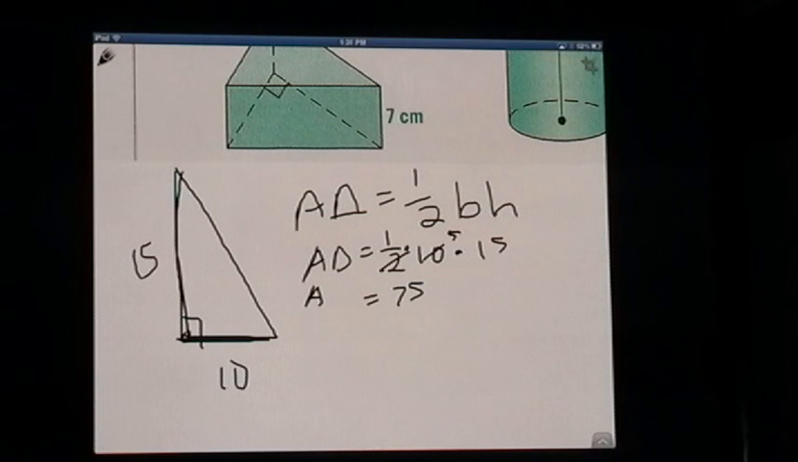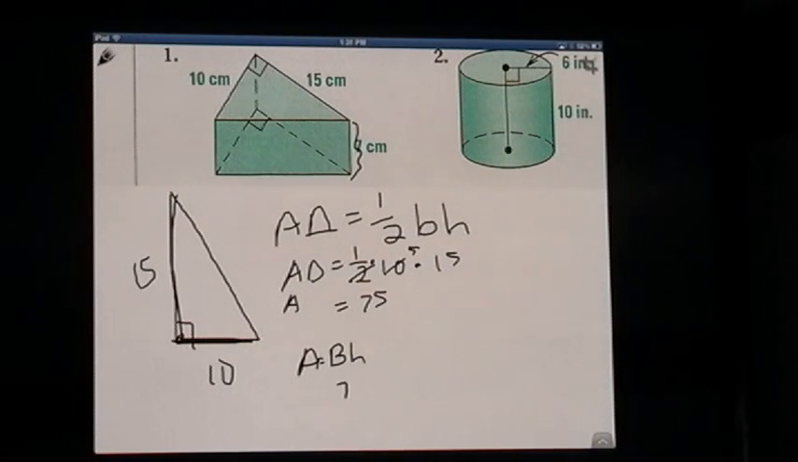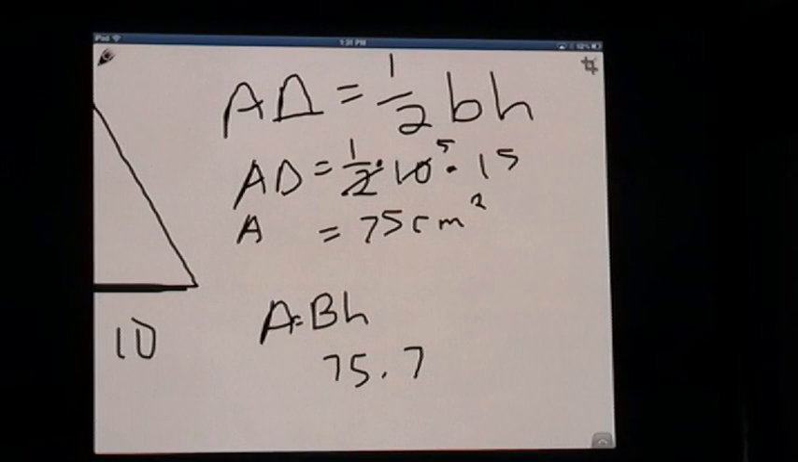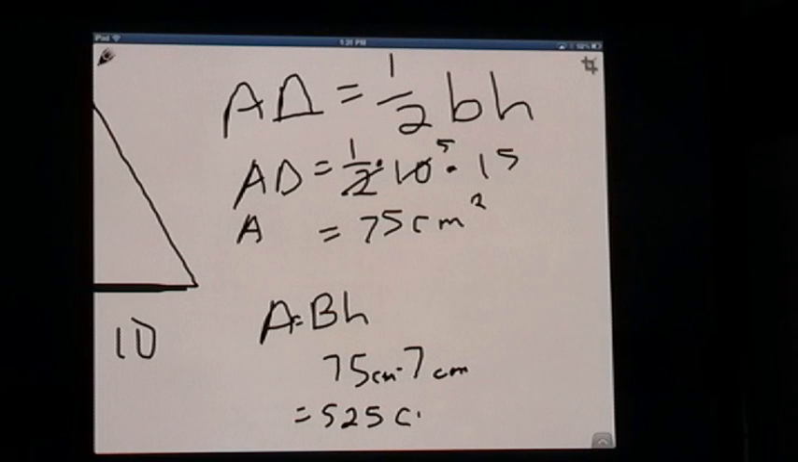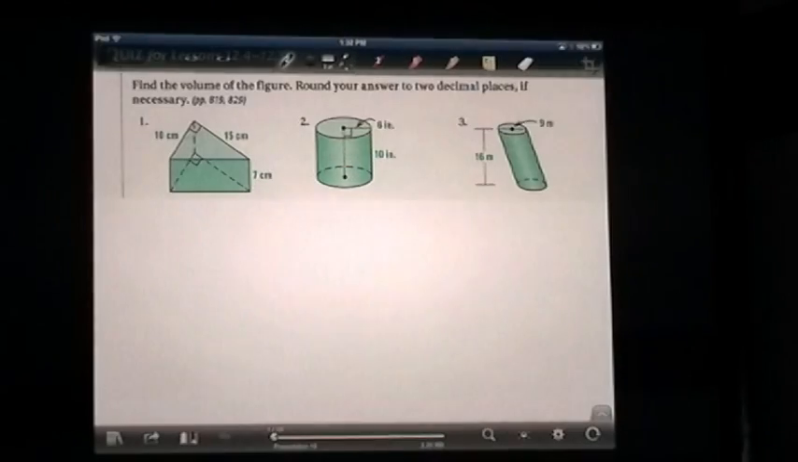All right, now we're going to take the area of that big base and multiply it times the height of the whole figure, which is 7 centimeters. So 75 times 7 centimeters, and this is centimeters squared, by the way. And then this will be centimeters squared times centimeters. So times 7 is equal to 525 centimeters cubed, because they are cubes of centimeters. All right, going on to the next figure.